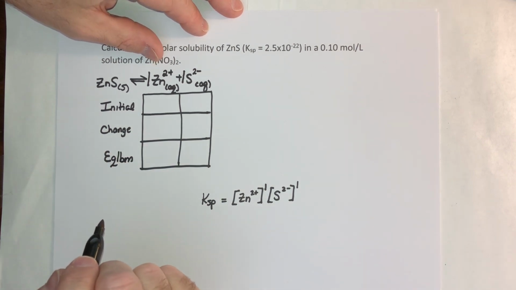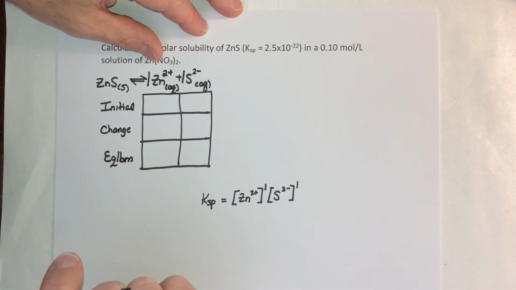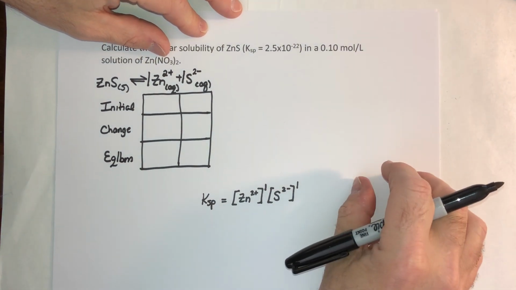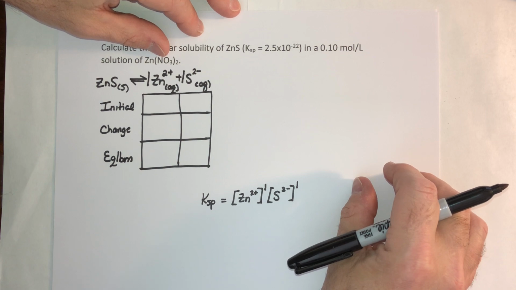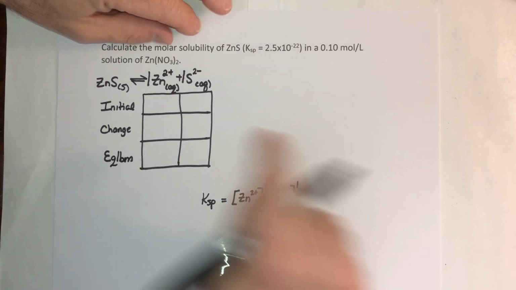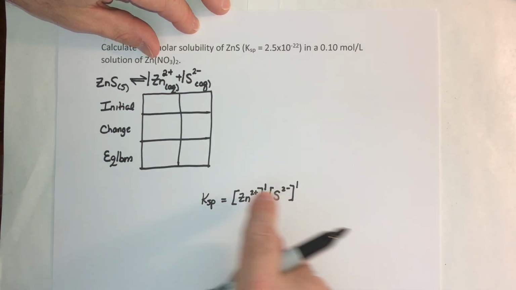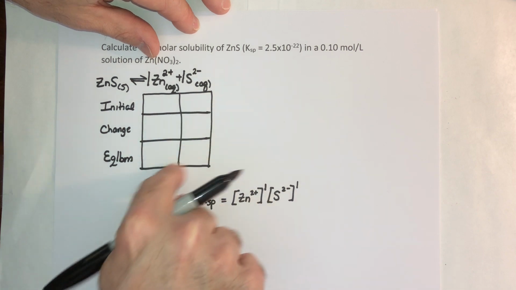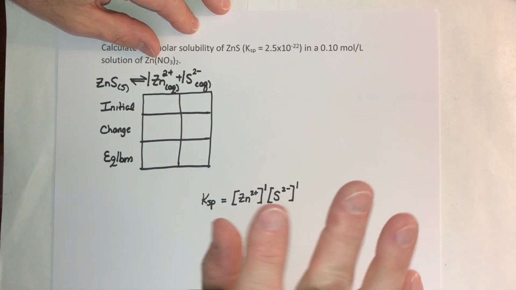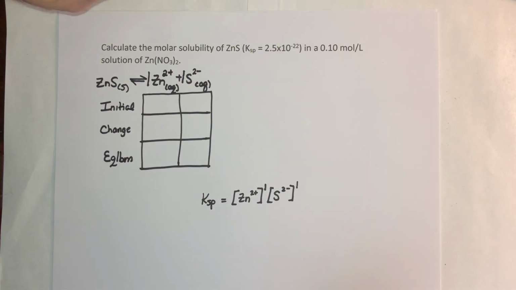And equilibrium is a bit of a long word, so we tend to abbreviate it, EQLBM, equilibrium. Again, if you go back to the KSP series that I've linked in the description, it does talk about writing equilibrium expressions, and it does talk about writing ICE tables in detail. So you may want to go back there if you're feeling this is going a little quickly.